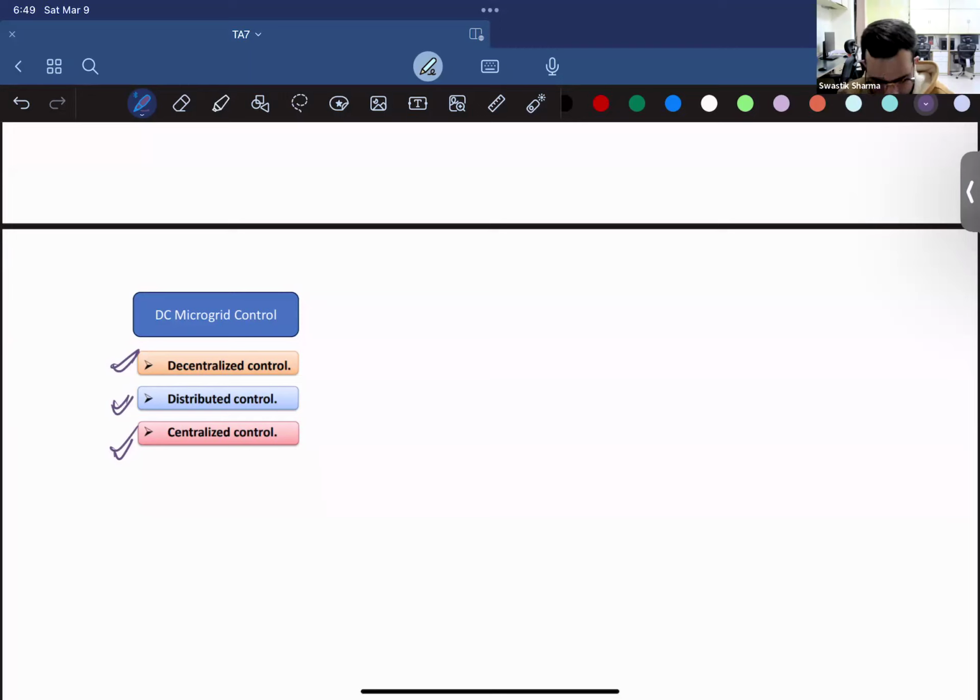We'll discuss everything one by one. In decentralized control, what happens is all of your sources, all of your loads and your sources, are controlled independently.